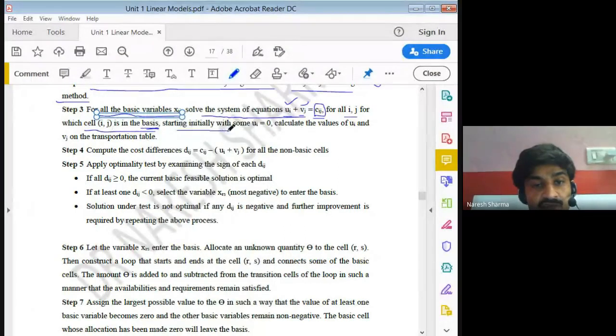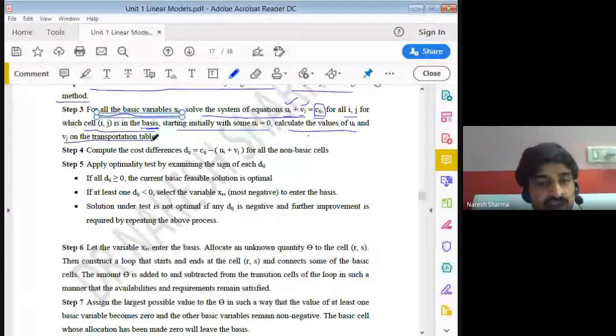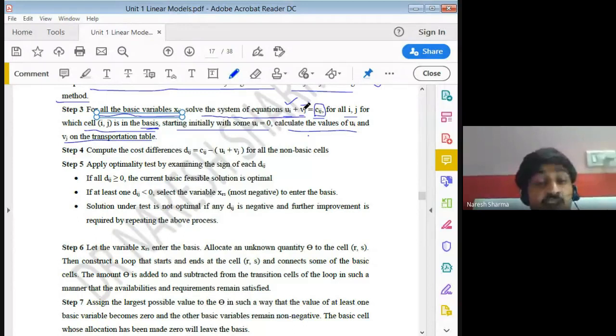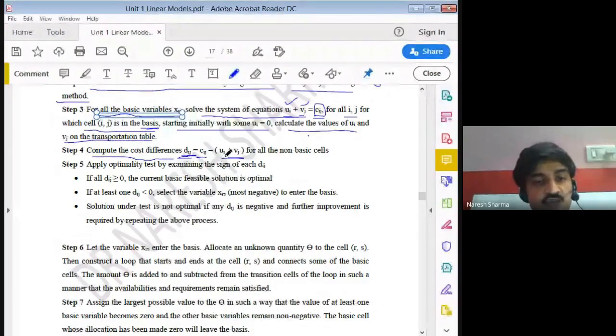Initially, we start with some ui equal to 0. For the starting, we can consider any ui equal to 0 or vj equal to 0. So first we try to find this ui and vj in step 3. After doing this, step 4 says to calculate dij, which is Cij minus (ui plus vj). So cost minus this ui plus vj.